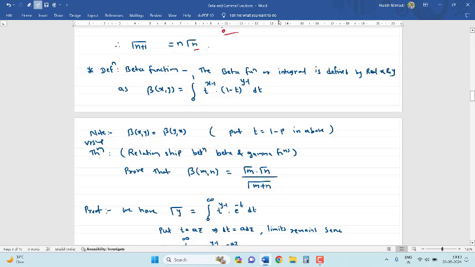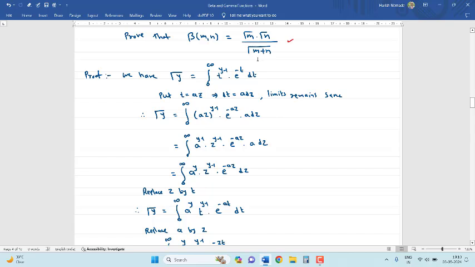Then we have very important theorem, that is nothing but the relationship between beta and gamma functions. So here we have that theorem, that is prove that beta mn is equal to gamma m into gamma n upon gamma m plus n. So by definition of that gamma function, gamma y is equal to integration from 0 to infinity t raised to y minus 1 into e raised to minus t dt. So here we have substitution, put t is equal to az. So from that dt is equal to a dz. Again limits of the integration remain same. So therefore this gamma y is equal to integration from 0 to infinity. Here t is equal to az.